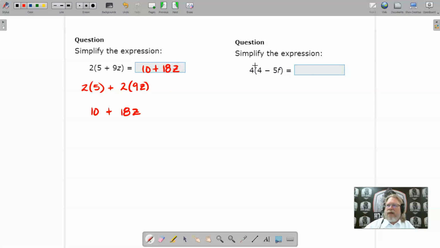On this next one, we have the 4 times the 4. So 4 gets distributed to the 4. And also we have the 4 being distributed to the 5f. So 4 times 5f. And that is subtraction. So 4 times 4 is 16. And 4 times 5 is 20. And the f goes along for the ride. And it is subtraction. So we have 16 minus 20f.